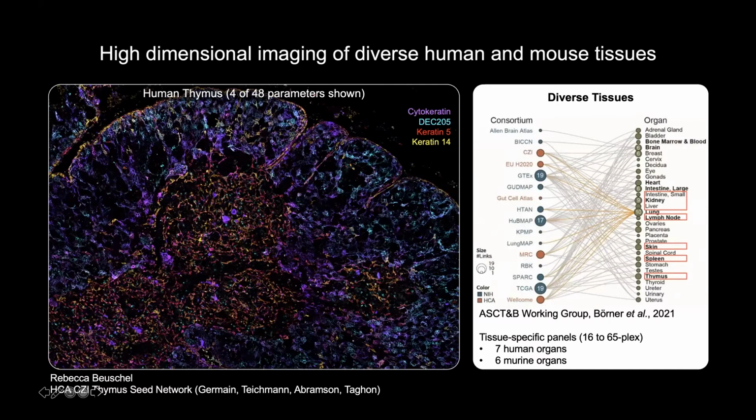The limiting factor is access to tissue. We get it from surgical resections. We're also doing complementary mouse tissues. And the marker number is just provided as a proof of principle because we've really pushed the lymph node to 65 parameters, the thymus to 48, and so on.